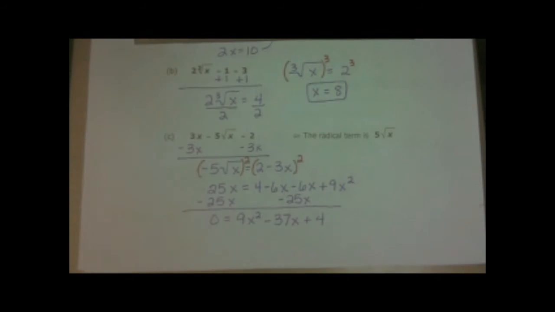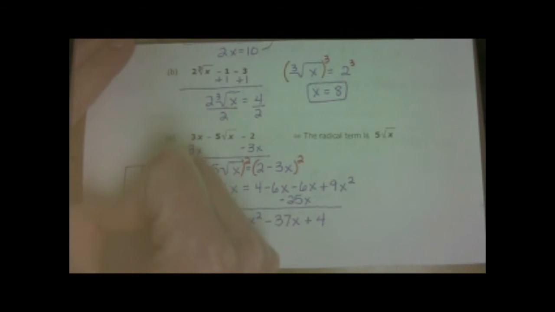All right. The way that I go about solving this is I actually need to factor this. Okay? So this one looks quite complicated to factor using guess and check. So I'm actually going to use the box. My 9 goes here. My 4 goes here. And I need two numbers that multiply to 36 and add to negative 37. And that's negative 36 and negative 1. So I'm putting those in my box.